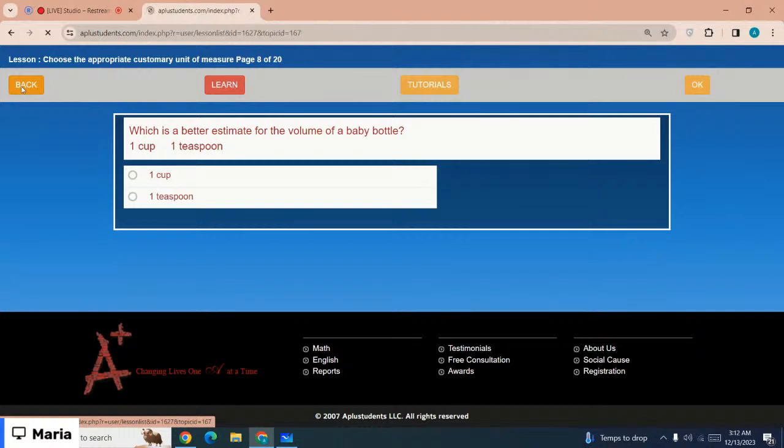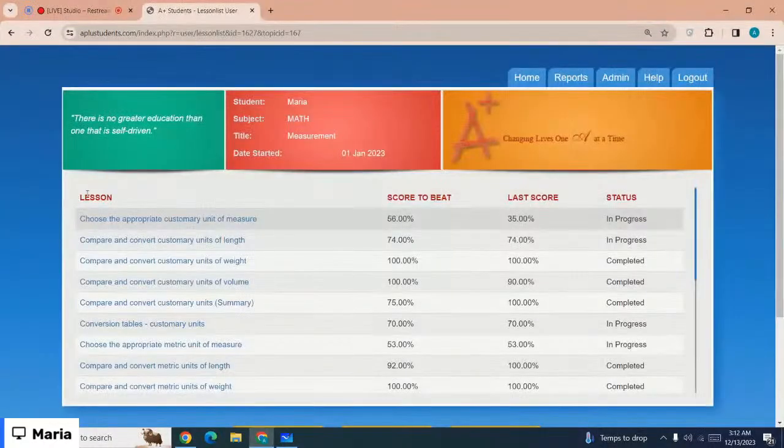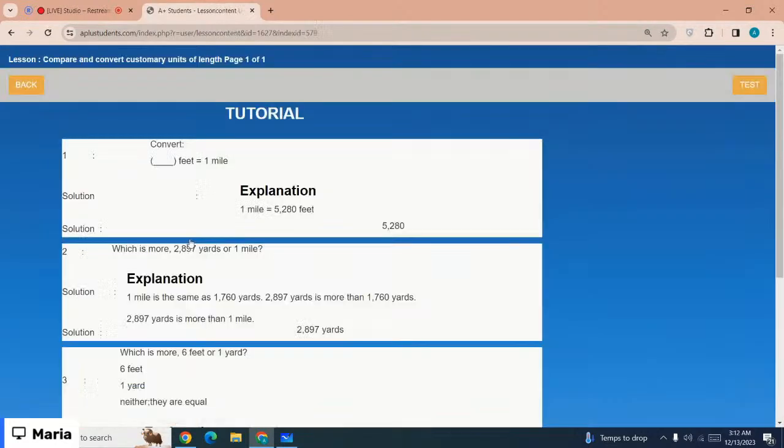Okay, you can complete the lesson by yourself later today. Let me just move on to the next lesson. The next lesson is compare and convert customary units of length. Now you can see the comparison between the different units, right? How one unit is bigger than the other unit, right?